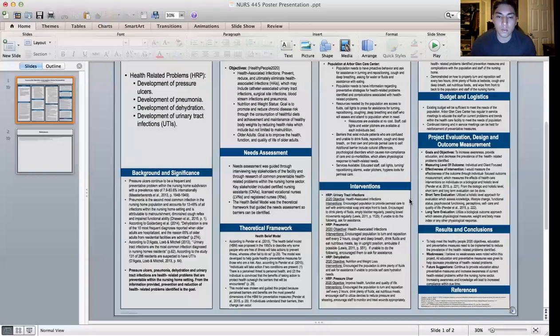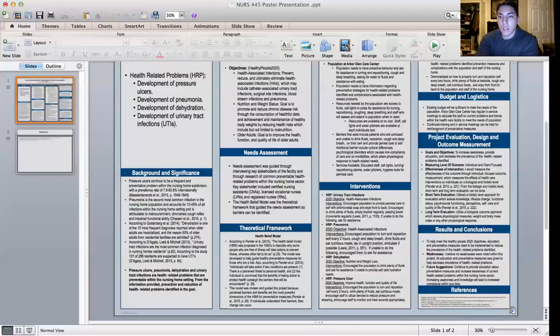The interventions for pressure ulcers were basically to encourage the population to turn and reposition self every 2 hours, drink plenty of fluids, eat nutritious meals, and encourage the staff to utilize devices to reduce pressure, ulcer, and shearing. And also to encourage the staff to monitor and treat the wounds appropriately.